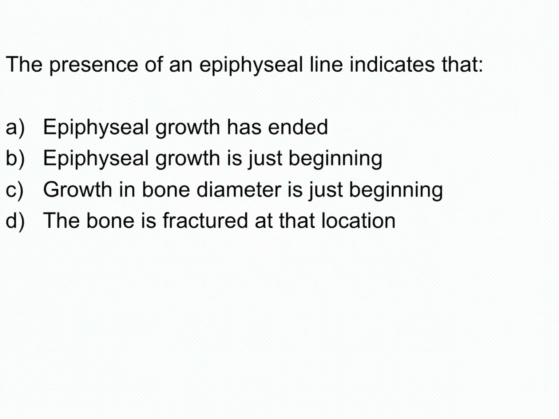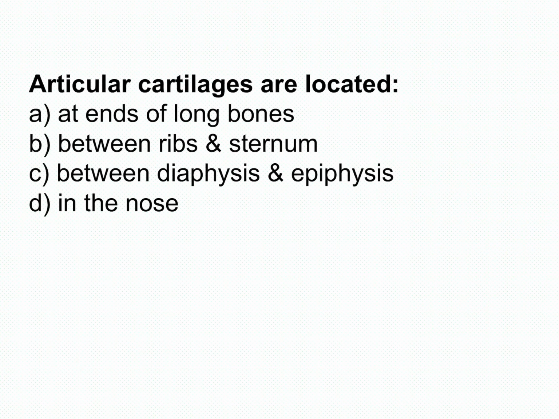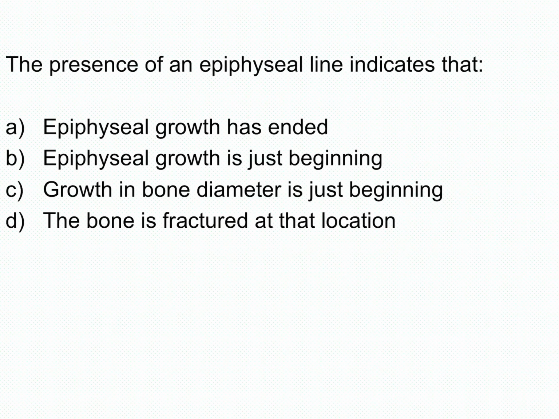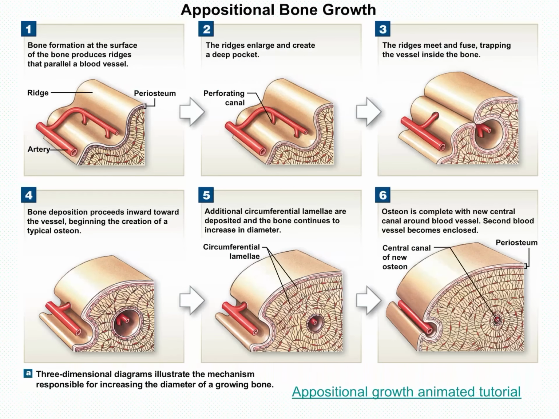Okay, so let's go back to our questions. Flat bones of the skull develop from? The answer is B. Articular cartilages are located. Answer is A. And this one, answer is A. Okay, last one. Endochondral ossification begins with the formation of. Answer is B.